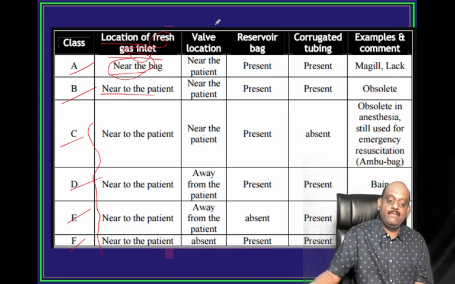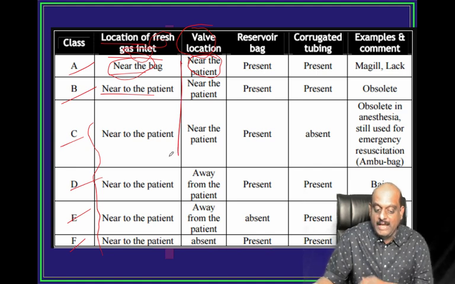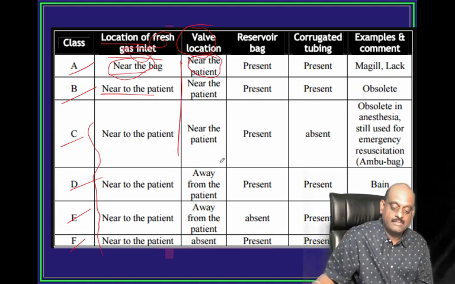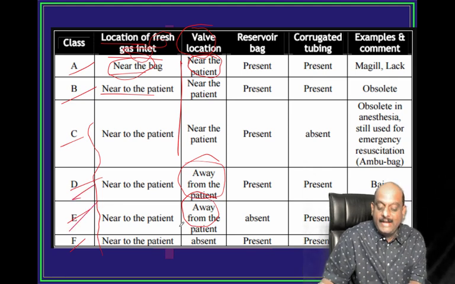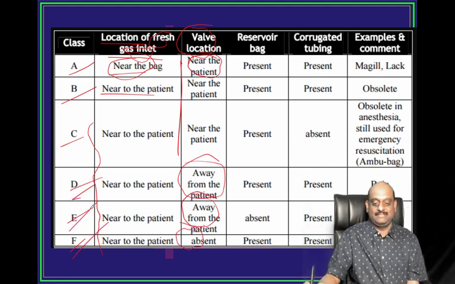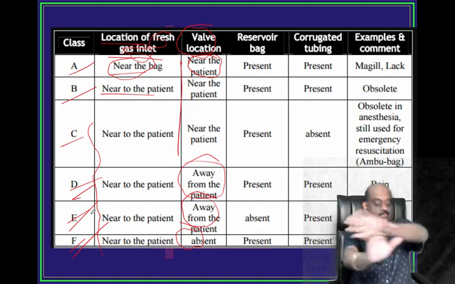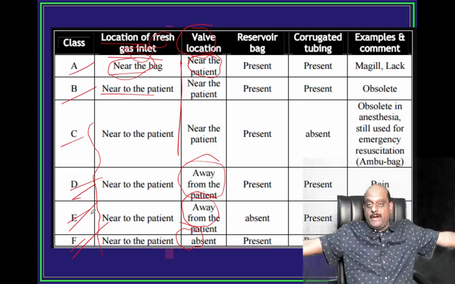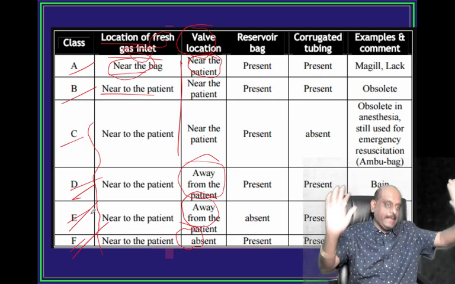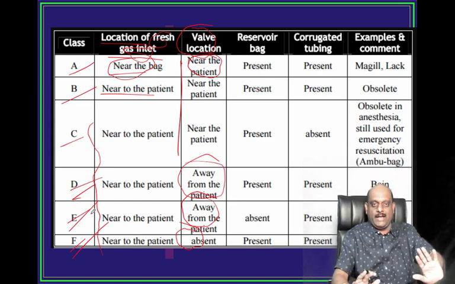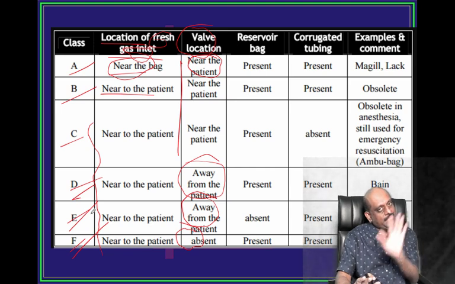Okay. Then where is the valve location? Near the patient in A, B, C, but away from the patient in case of D and E, and it is absent in case of F. I leave this table for you, doctor. Sit with your friend, take a pen and paper, and remember it, because the examiner will surely ask about Mapleson.